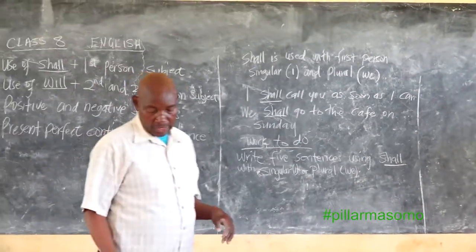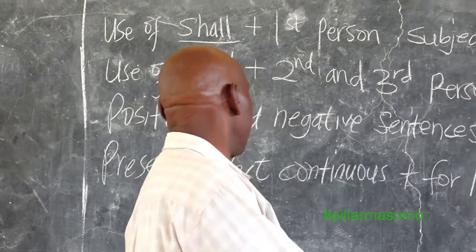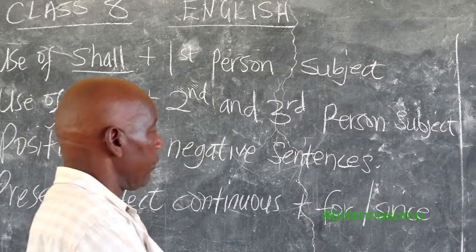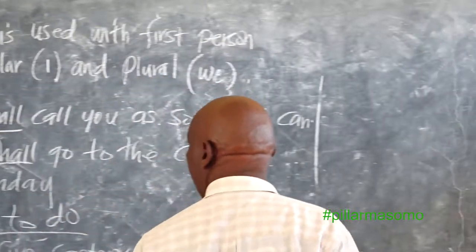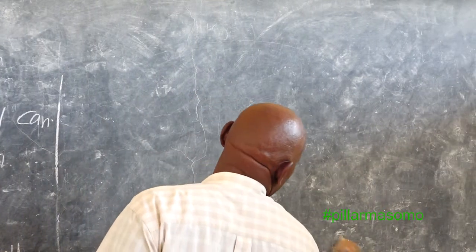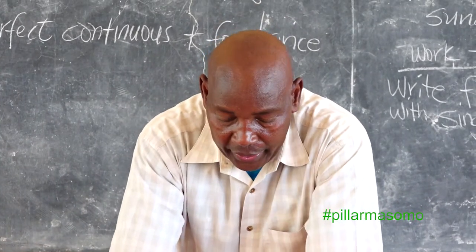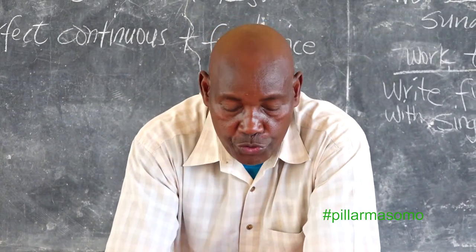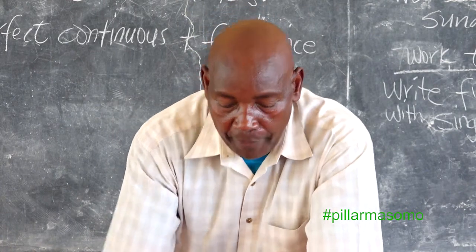Now I go to the use of will with the second and third person subject. Let's see. We use will with the second person, you, and that person, he, she, they.